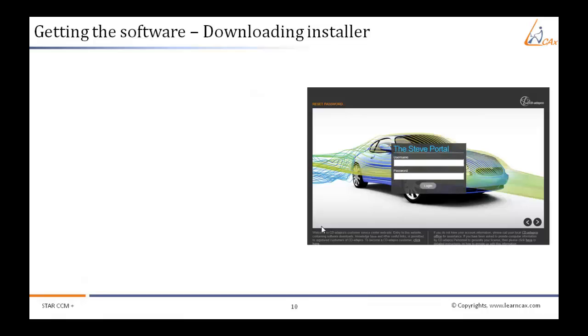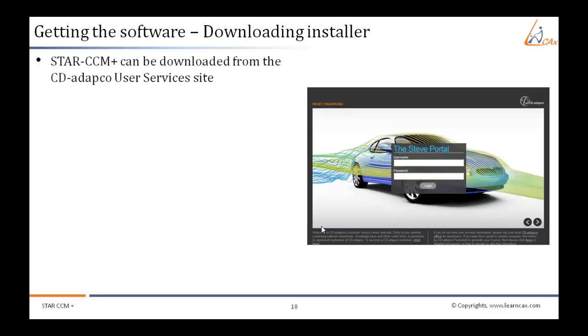Now, that being said, we have now seen what sort of system requirements are necessary, what are the different settings that are needed. So now what we will do is see how to download the installer that is needed for your training. STAR CCM Plus can be downloaded from the CD Adapco user service site, which is known as Steve portal.